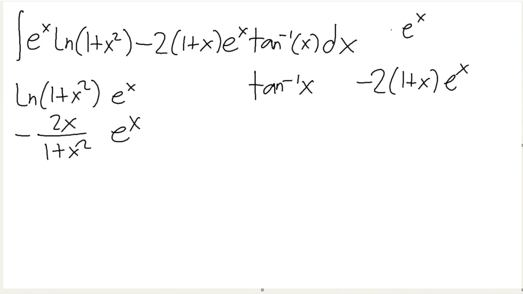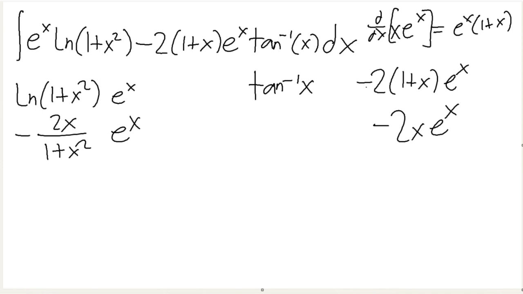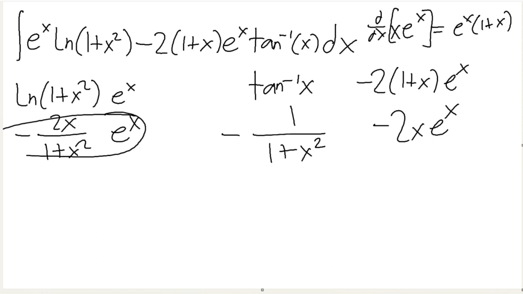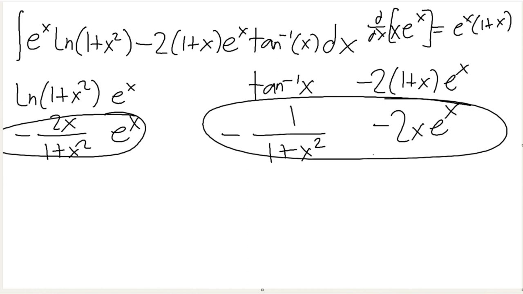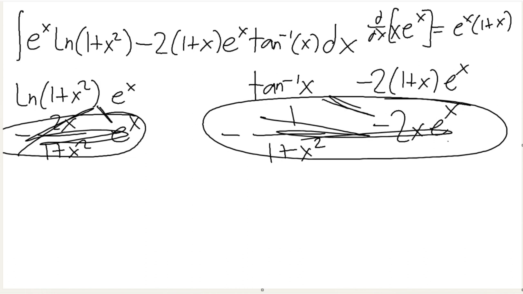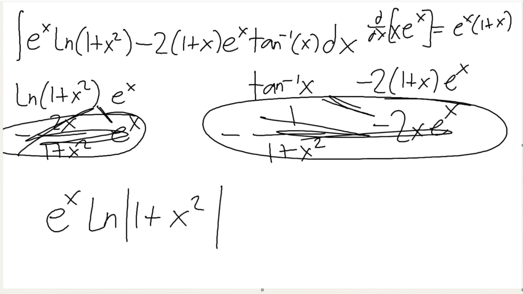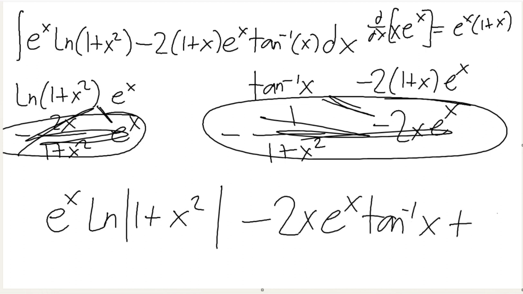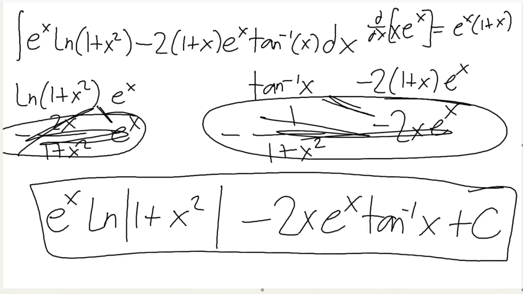If you integrate a lot, the derivative of this is e to the x, 1 plus x. The derivative of this. So that's what this is. So integrating it gives us this. And here we have negative 1 plus x squared. And as you can see, they're both the same thing, just opposite signs, right? This one's positive, this one's negative. They cancel out to each other. So this here and this here is our answer. All right, so we have e to the x ln of 1 plus x squared, and then we have minus 2x e to the x inverse tangent plus c. And that is our answer.